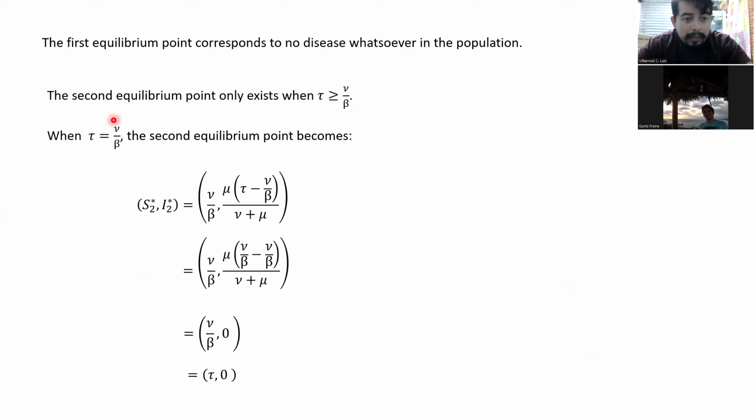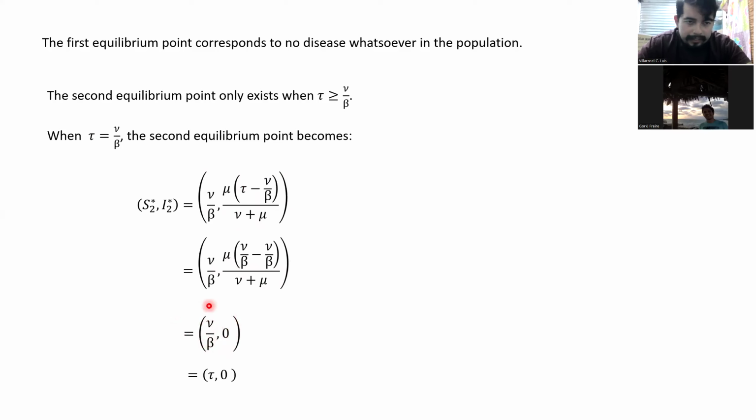And when tau is equal to b over beta, the second equilibrium point becomes b over beta comma mu times tau minus b over beta, and all of that over b plus mu. Replacing tau with b over beta, we have the first fraction b over beta, and the second, mu times b over beta minus b over beta, all over b plus mu. So this is only b over beta comma 0.